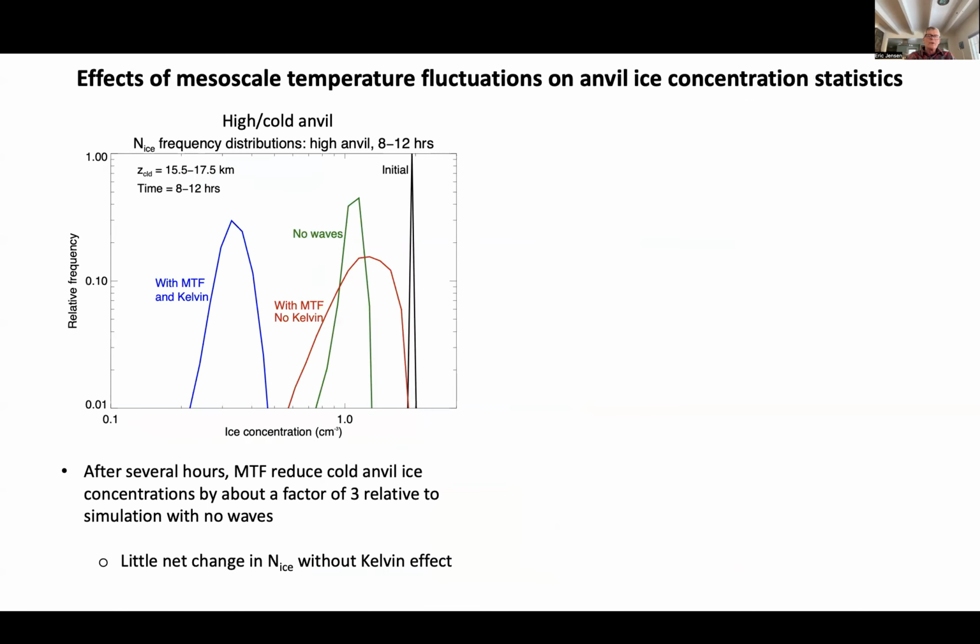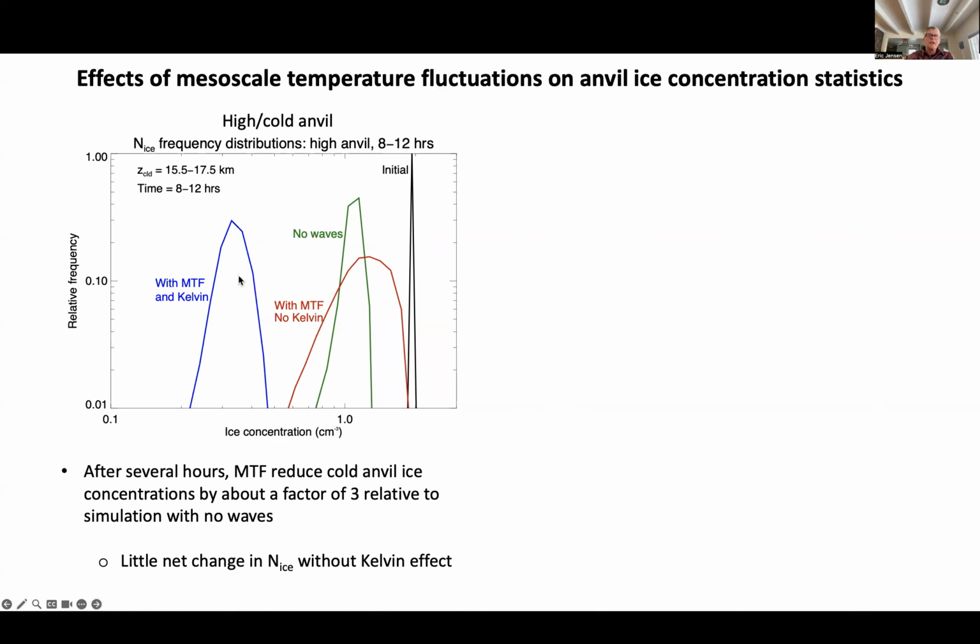Okay, so to summarize here, this is showing frequency distributions of ice concentration. First, for the high cold anvil, the initial conditions are shown in black here. So I started again with just a delta function at 2 per centimeter cubed in the anvil. And if I don't include the mesoscale temperature fluctuations, you get this green result here, where you reduce your ice concentrations by a factor of 2.